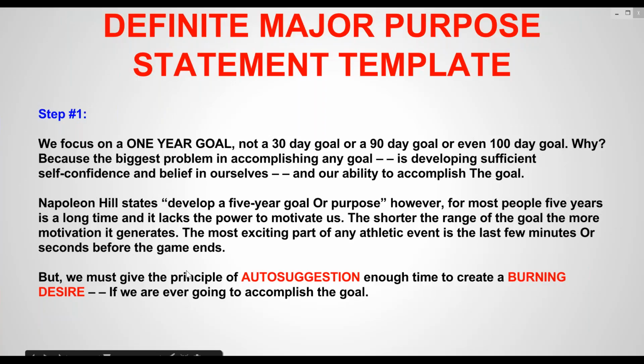So, however, we must use the principle of autosuggestion, and we must give this principle enough time to create a burning desire. If we are ever going to accomplish a goal, we must develop a burning desire. So does anybody know how to develop a burning desire? If you know how, just type it into the questions box, and we'll see how accurate you are.